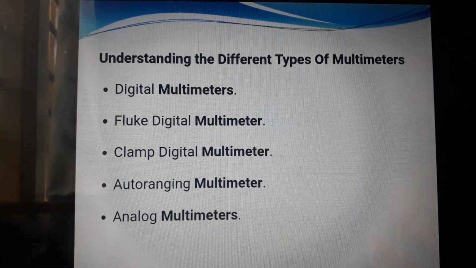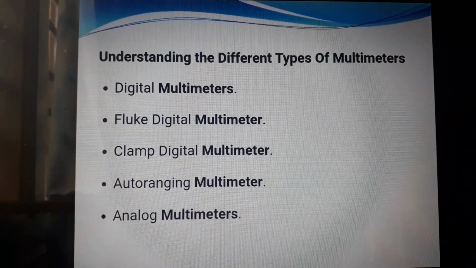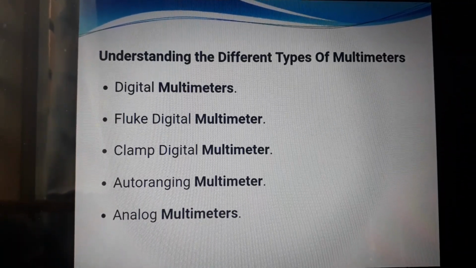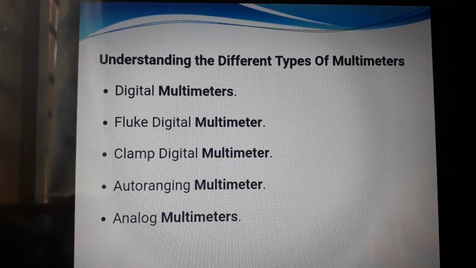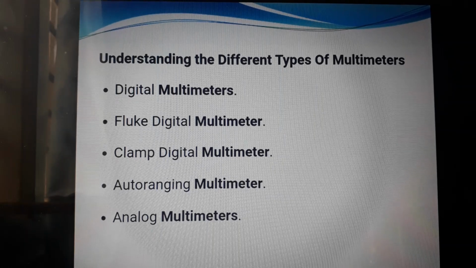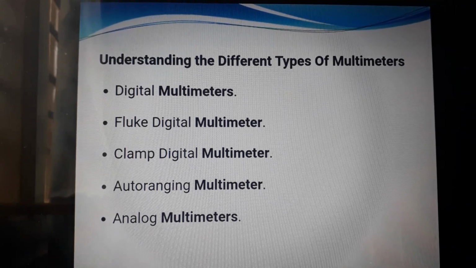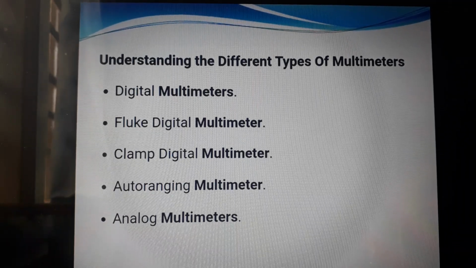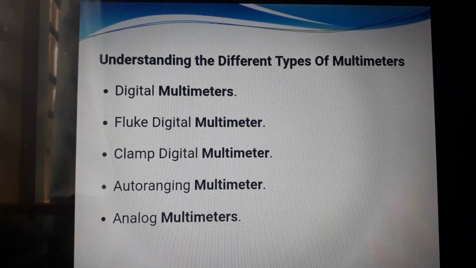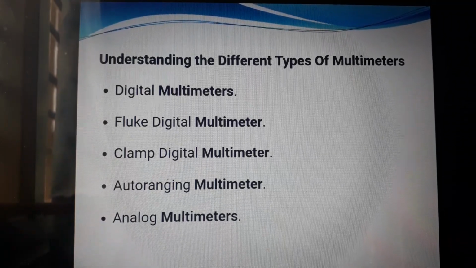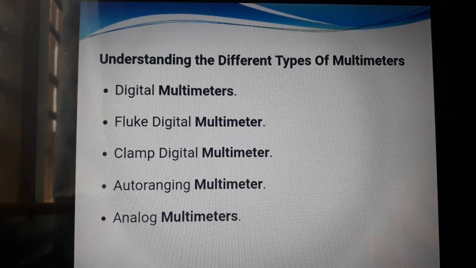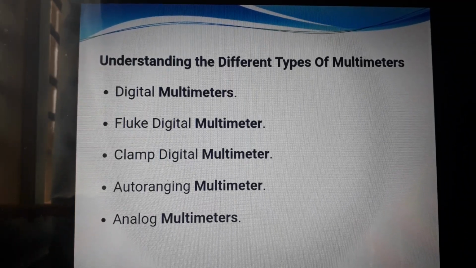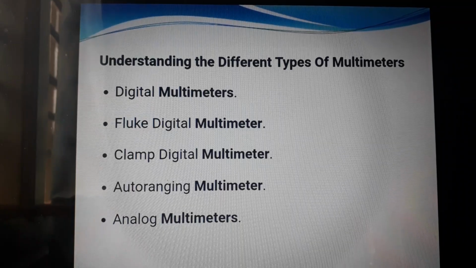Next, understanding the different types. There are several types of multimeters depending upon the design: the digital multimeter, the Fluke digital multimeter, clamp digital multimeter, auto ranging multimeter, and analog multimeter. These are all the different types of multimeters and how they appear to be. Depending upon the type, we call it by that name. In the last slides we only saw the figure of digital multimeters, how they look.